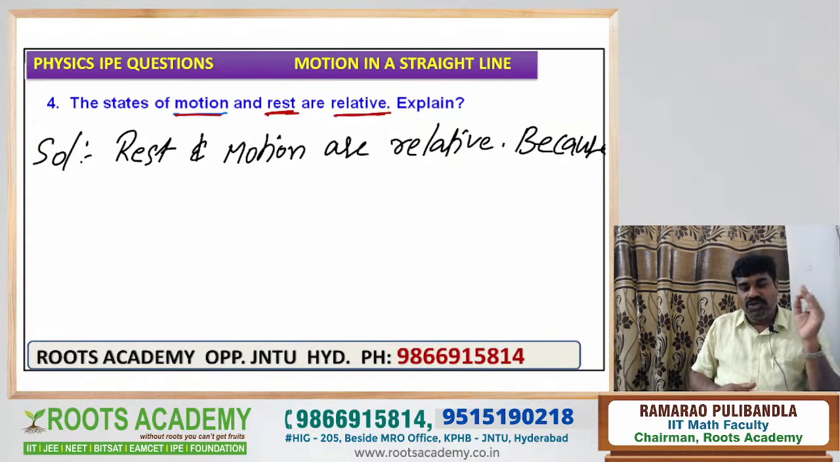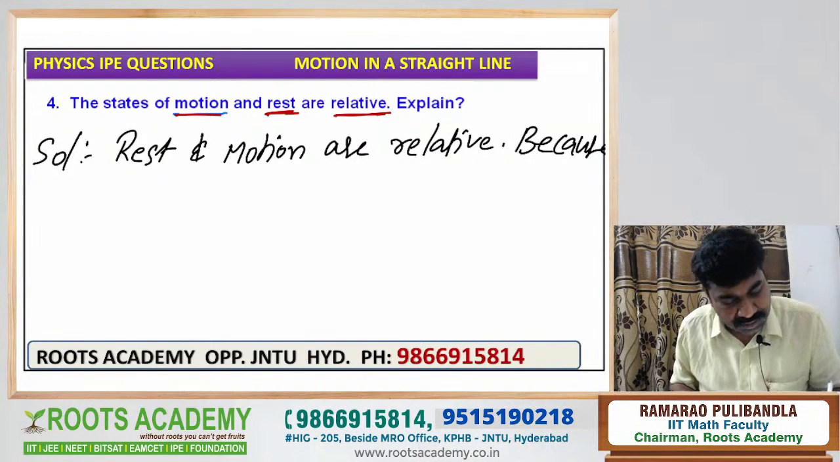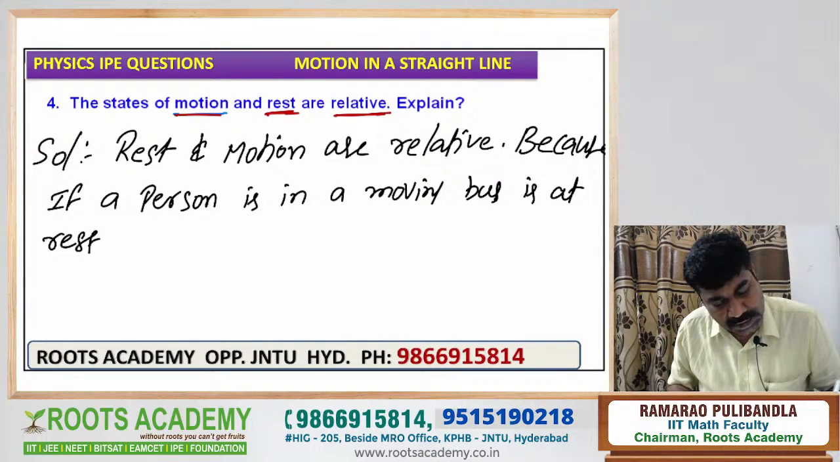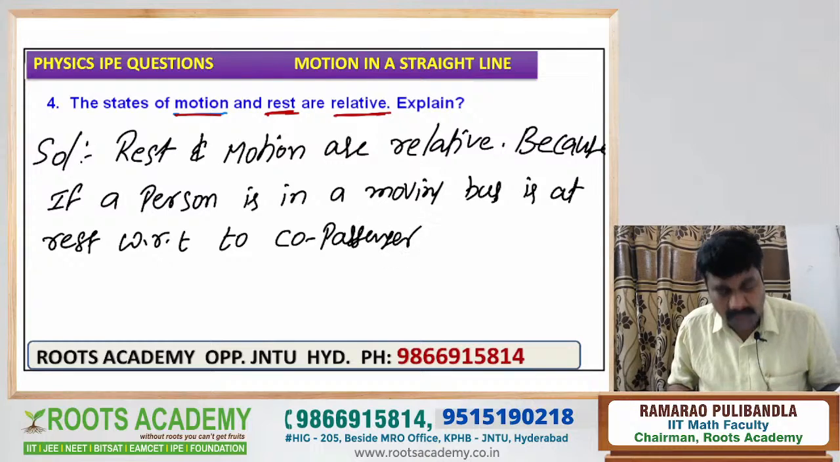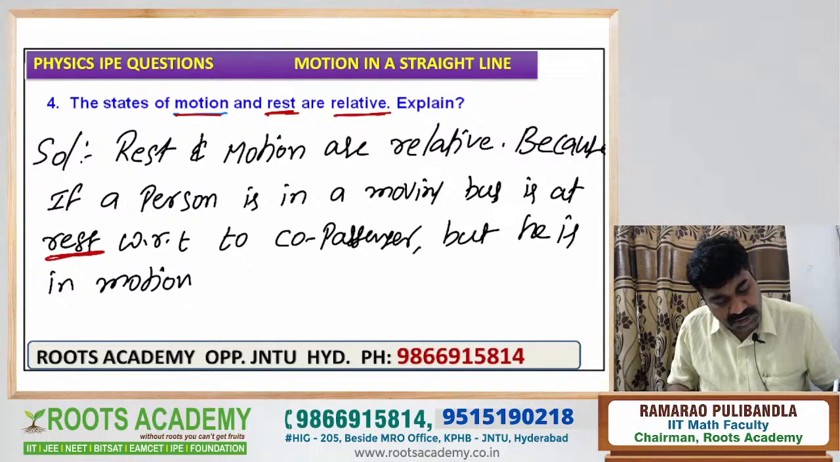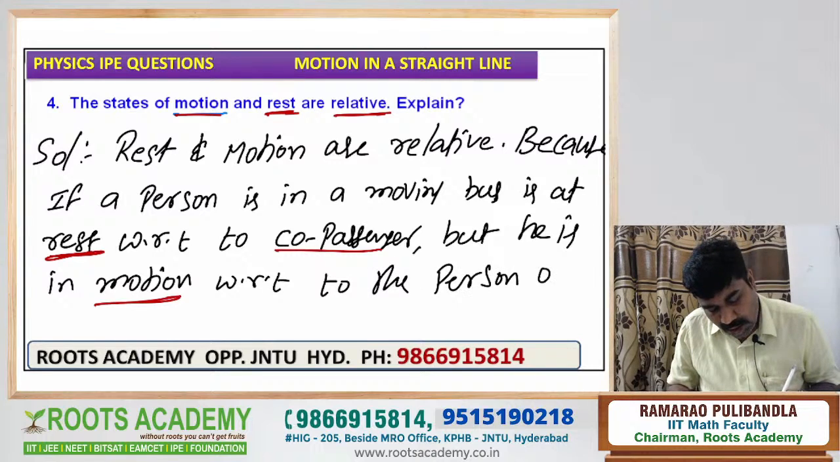Explain, rest and motion are related because if a person is in a moving bus, he is at rest with respect to the co-passenger, but he is in motion with respect to the person outside the bus.